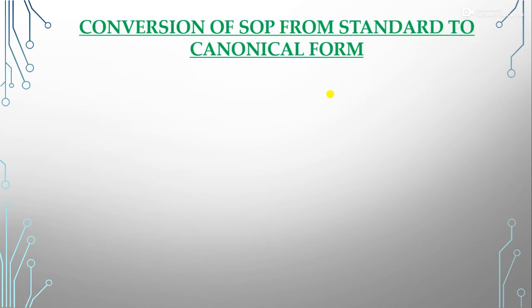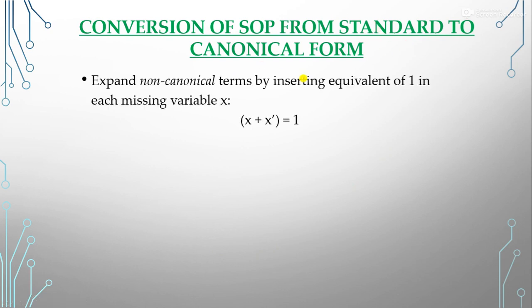Now, we see the conversion of SOP, the sum of product form, from standard to canonical. If we are given the standard form, how can we convert it into the canonical form? For this, we have to expand non-canonical terms by inserting the equivalent of 1 for each missing variable x. x + x' is equal to 1. We have to use this.